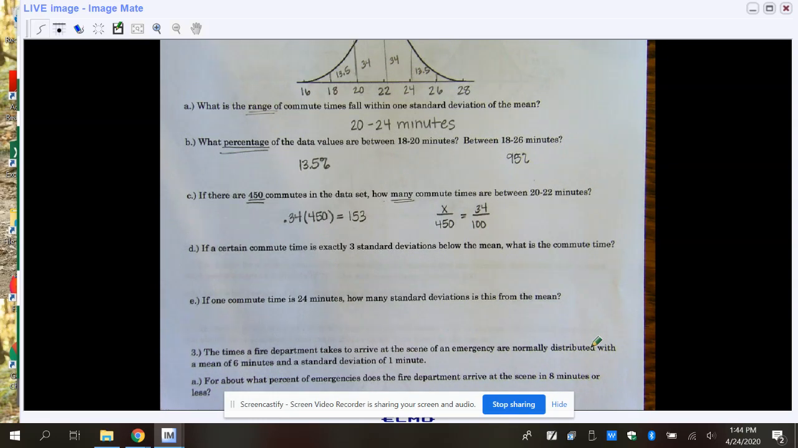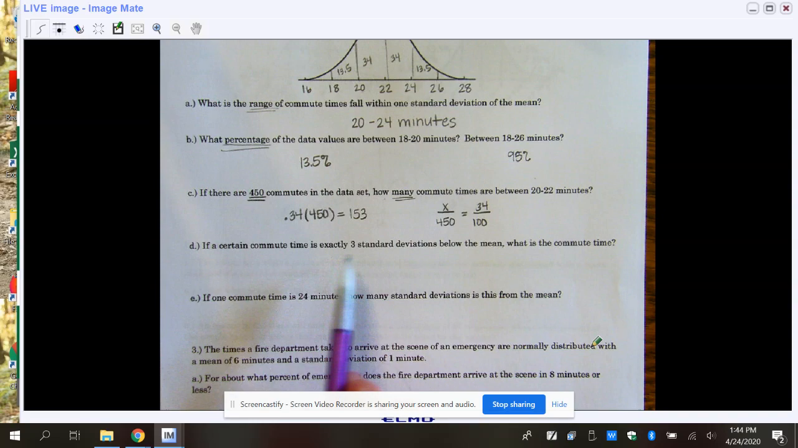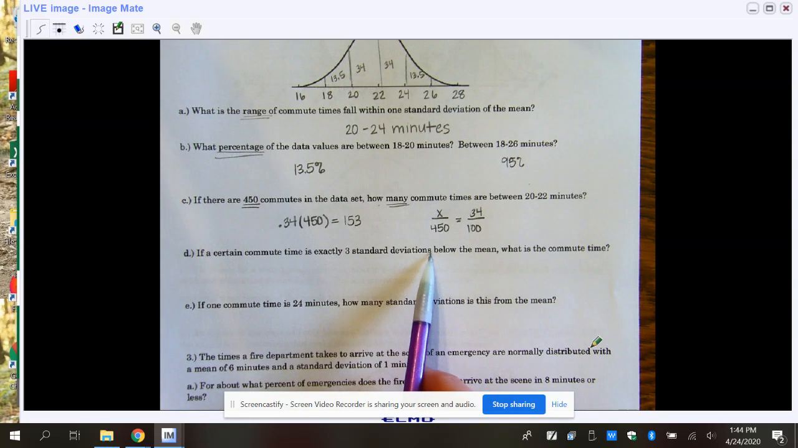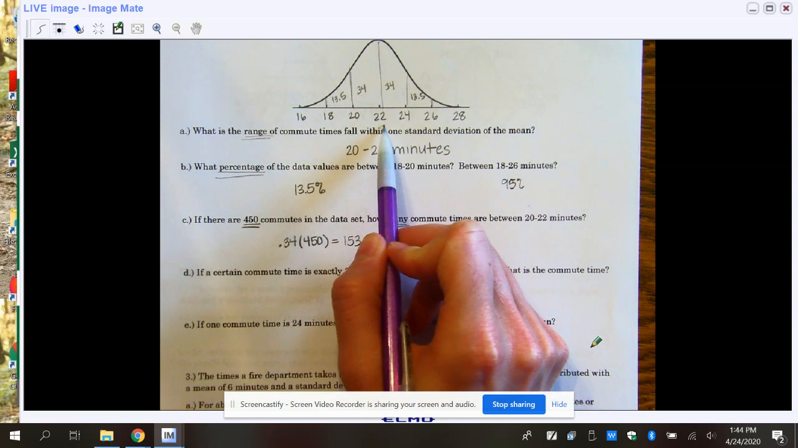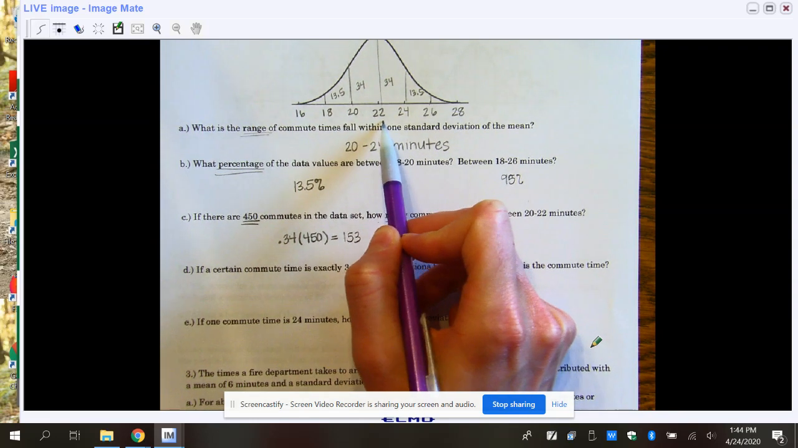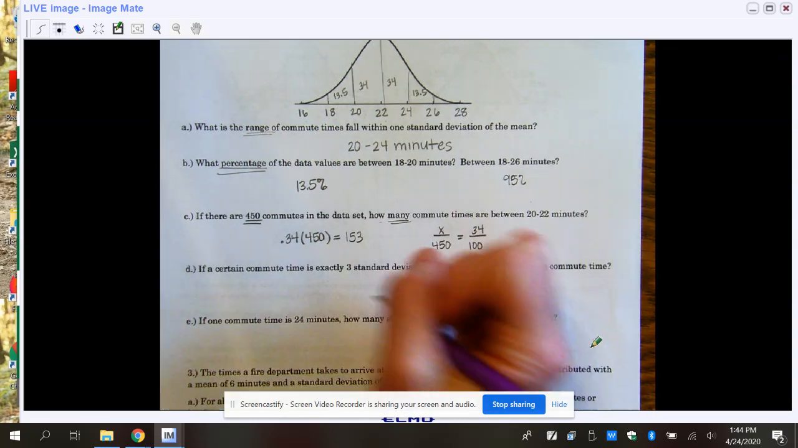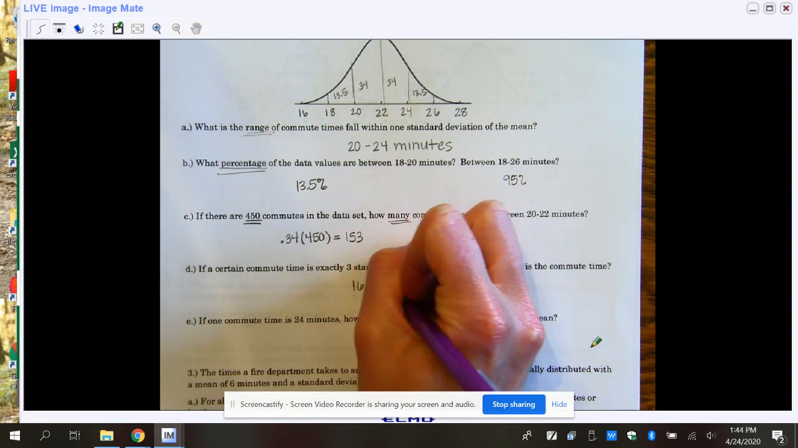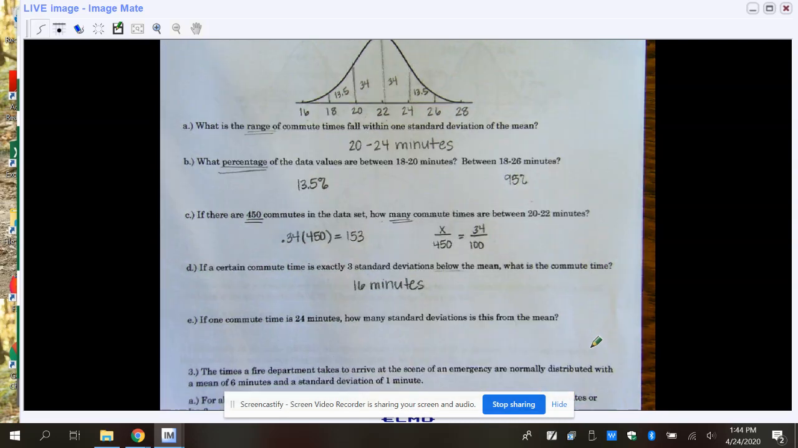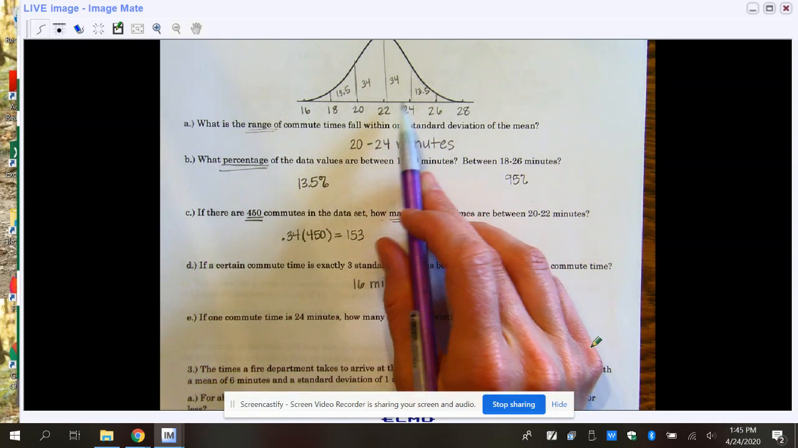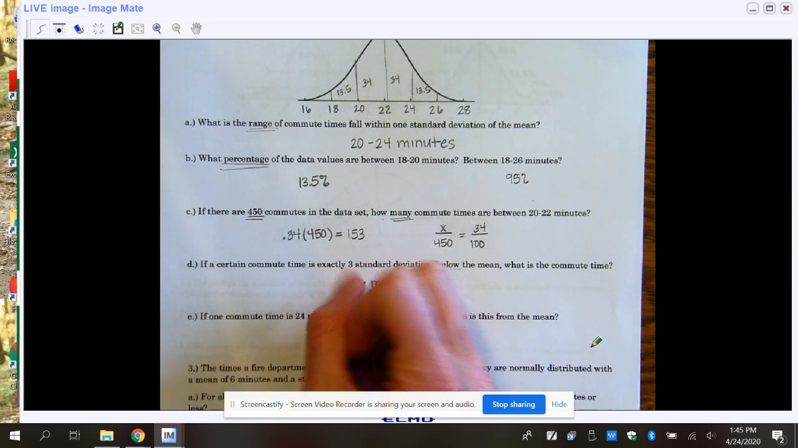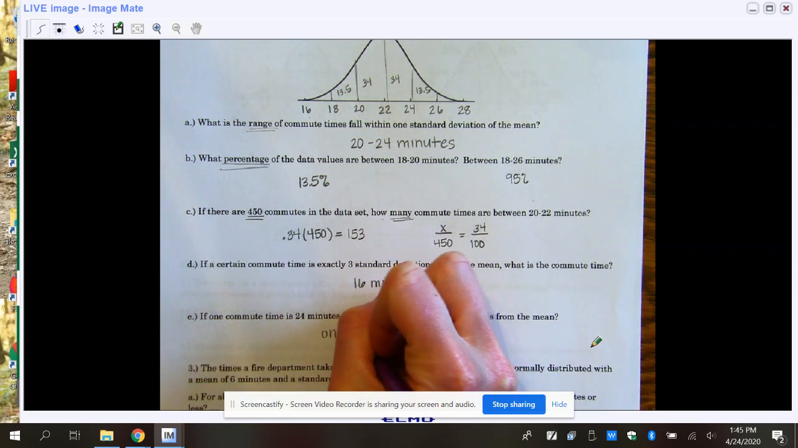All right, and so this next question says, if a certain commute time is exactly 3 standard deviations below the mean, what is the commute time? So if you have your curve all labeled, you should be good to go. You just have to go 1, 2, 3, and that gets us down to 16 minutes. And then same with this question. If one commute time is 24 minutes, how many standard deviations is this from the mean? So 24 is here, so that is 1 above.